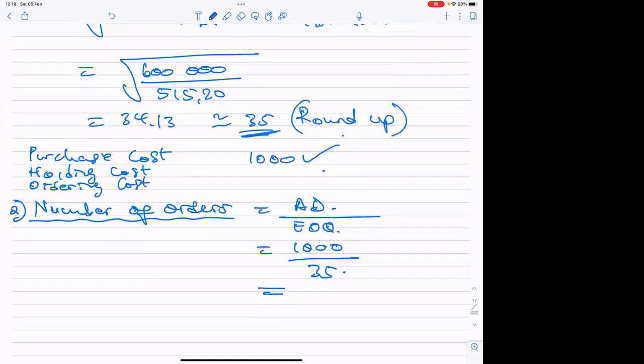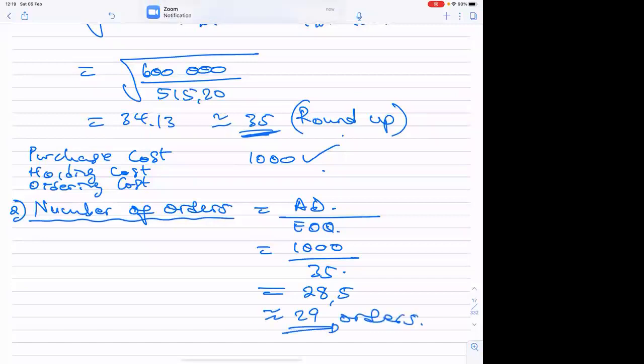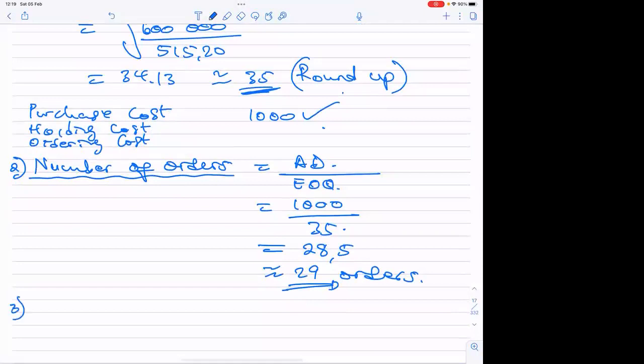And what do we get? 29. There's no point, or 28 point, we thought we're rounding up. Okay, 28.5, which is approximately 29 orders. Is that clear? So what it means is that the entity should order 29 times. Are we together?